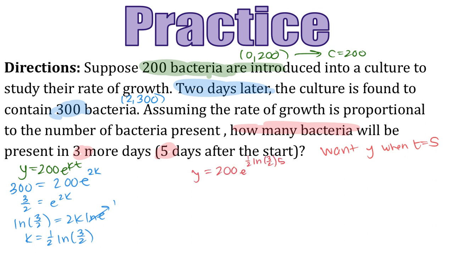Here's that answer, and then I believe if you plug this into a calculator, you're going to get that there are 551.135, or approximately 551 bacteria present after 5 days.